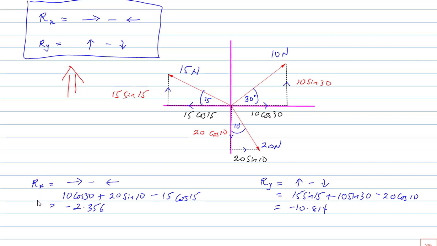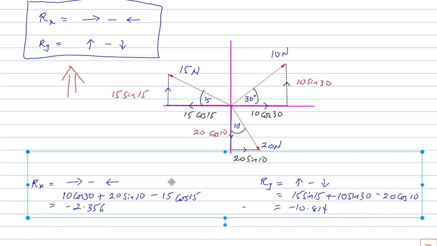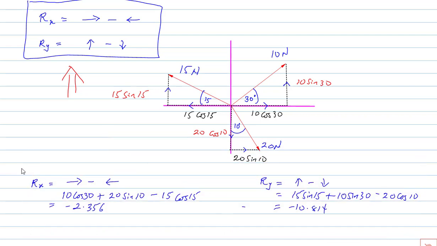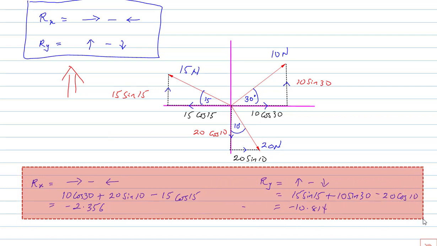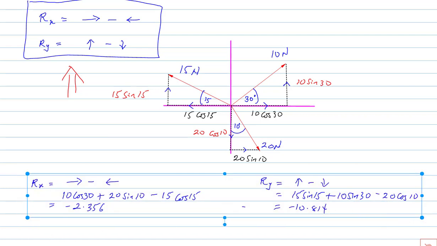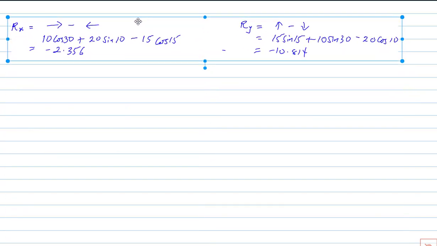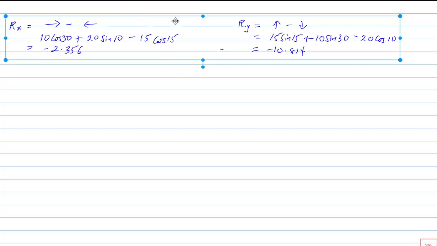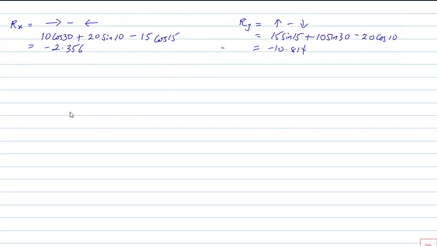So in this particular video, we're just going to focus on resultant of forces. We now know the resultant in x to be negative 2.356 and resultant in y to be negative 10.814. Let me take this to a fresh page so that we start from there. Okay, so like I said, this is where we got ourselves the last time.